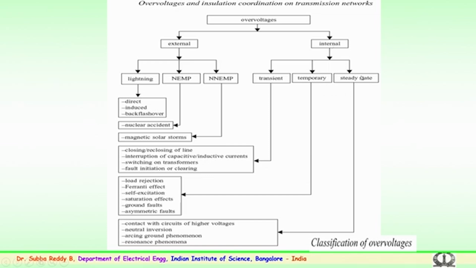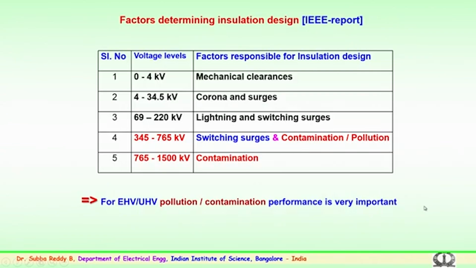The third internal over voltages may be because of steady state operations also. These steady state internal over voltages may occur because of contact with circuits, particularly of higher voltages, maybe because of neutral inversion, the arcing in the ground side, that is the arcing ground phenomena, and the resonance phenomena. So, these are the various classifications of over voltages in a power system, which have to be contained to ensure the proper functioning of the equipment used in the transmission or the distribution network. So, we have looked into the slides.